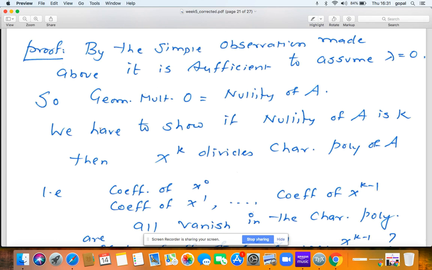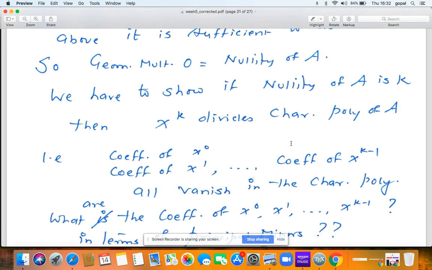So what is it that we are going to prove? We are going to prove this sentence. We have to show that if the nullity of A is K, then x to the power K divides the characteristic polynomial of A. Because if I show x to the power K divides the characteristic polynomial of A, that means that 0 is at least a K fold root. In other words, the algebraic multiplicity of 0 seen as a root of the characteristic polynomial of A is at least K. So that's what you're supposed to show.